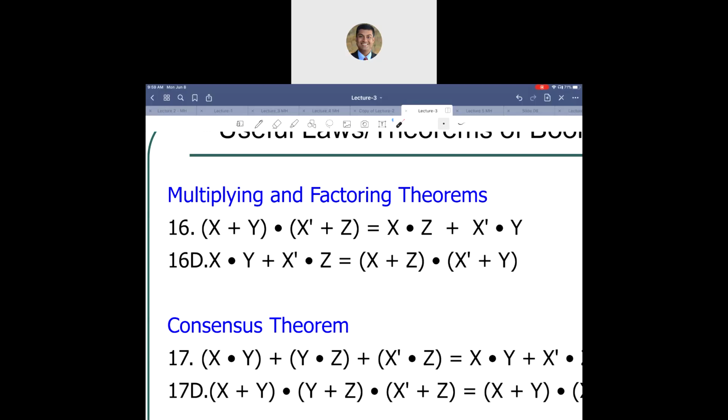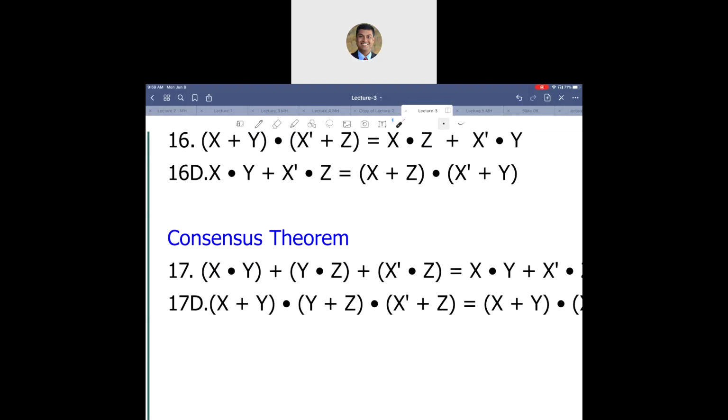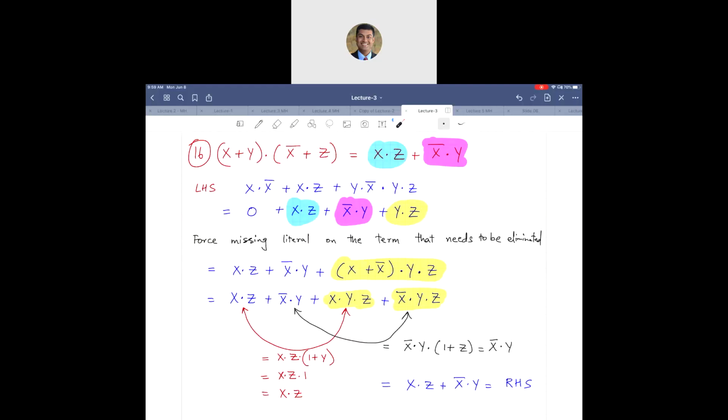Now, coming to the consensus theorem, which is 17 and 17D, this is a property that has three variables, and if you look at 17D, we have actually proved it just now. 17D was X and Y, Y and Z, X complement and Z, is the same as X and Y, X complement and Z. Where did you see this just now? We saw this while we were going from these three to that. So it was part of the proof that we did during 16. So when we were proving 16, if you see this, these three terms down to two, that's actually property 17.